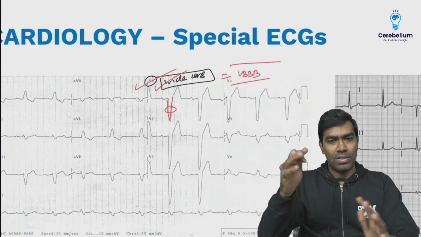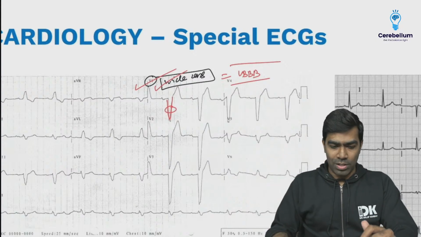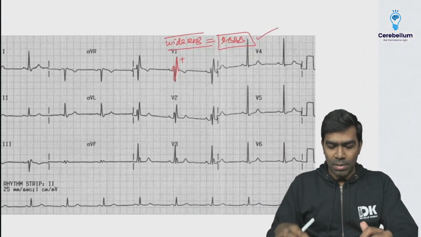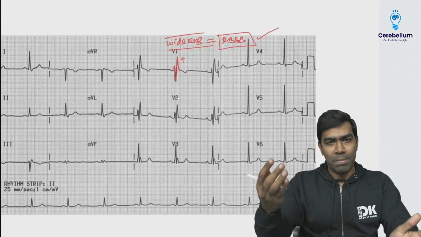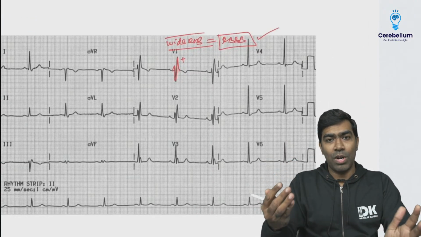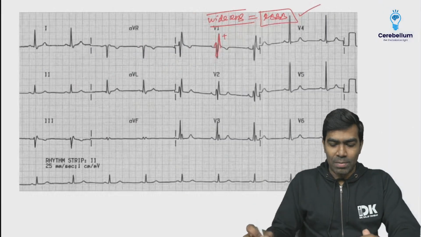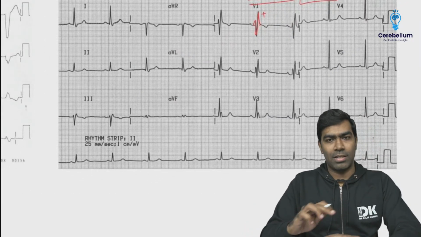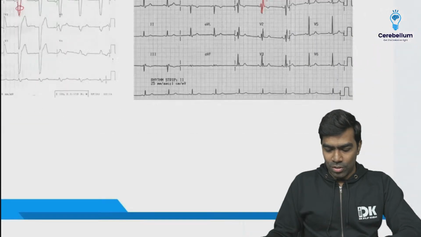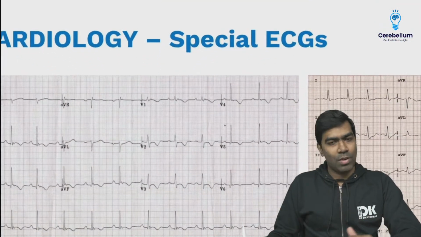Predominantly negative complex with wide QRS: LBBB morphology or LBBB pattern. Predominantly positive complex in V1, or an M pattern, or an RSR pattern in V1 with wide QRS: right bundle branch block morphology. That's it. It's done. What are the other 2 important special ECGs I want to show?